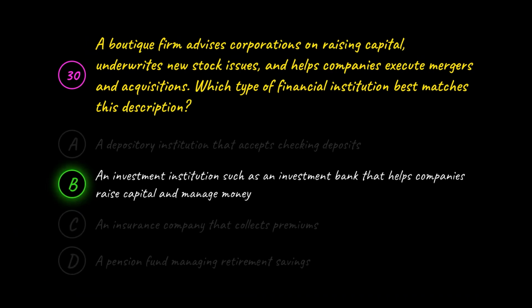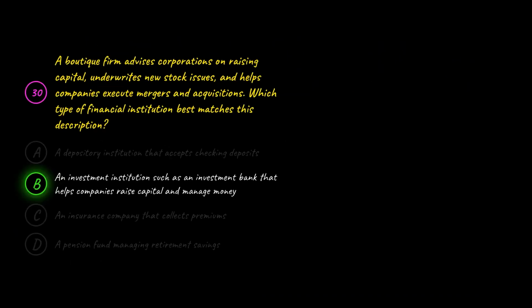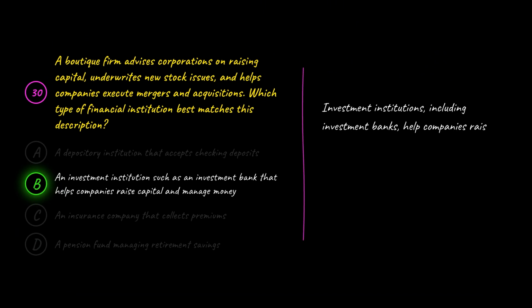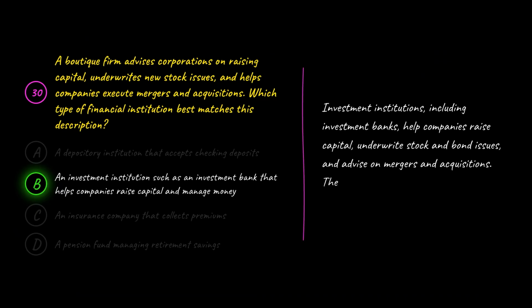The correct answer is B, an investment institution such as an investment bank that helps companies raise capital and manage money. B is correct because investment institutions, including investment banks, help companies raise capital, underwrite stock and bond issues, and advise on mergers and acquisitions. The boutique firm described fits this category.